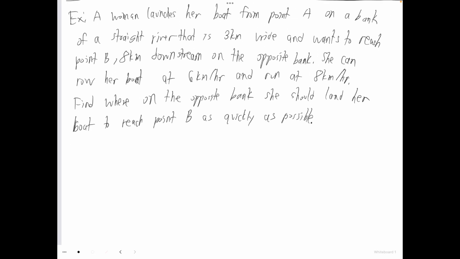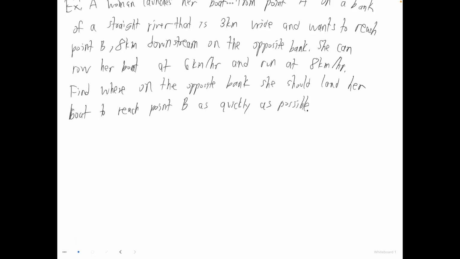Okay, so let's actually draw a picture of this situation. So we've got this river here that is a distance of 3 kilometers wide. We've got some point A here on this side and some point B here on the opposite side. And then she wants to go from point A to point B. And then if we think of going straight across, just call this point C, the distance here from point C to point B is going to be 8 kilometers. And so that's the 8 kilometers downstream.